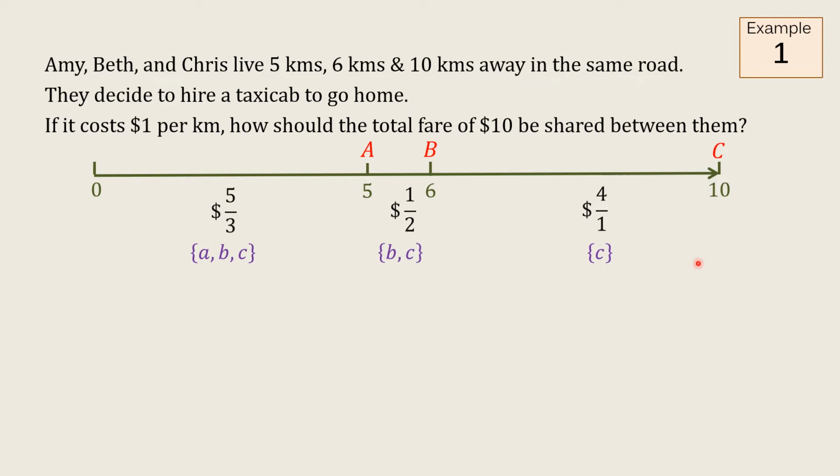Now let's look at, let's say, agent b. So what's agent b's fare here? 5/3 plus 1/2, which is equal to 2.1667. And it turns out that that's also equal to the Shapley value. If you use the Shapley value, you would arrive at the same figure, 2.1667 for agent b.